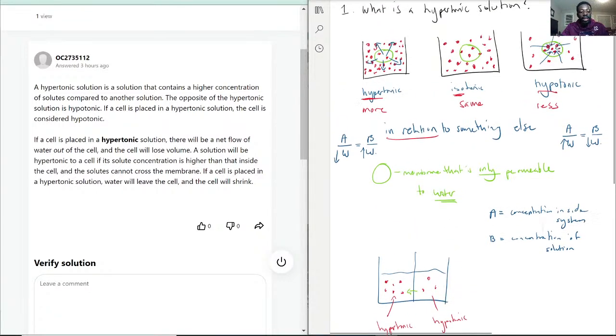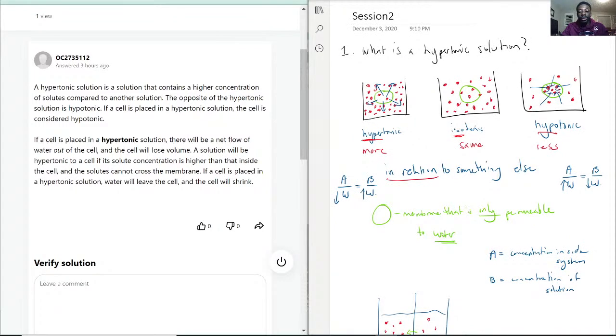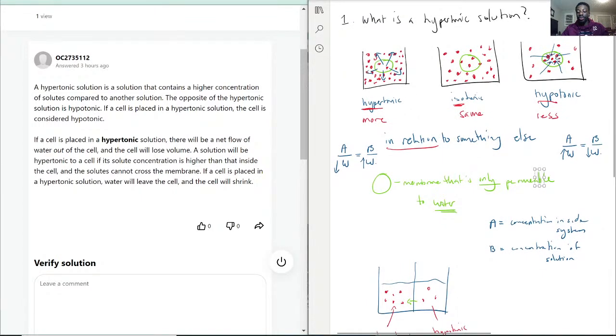If a cell is placed in a hypertonic solution, so that's what our ball is there, there'll be net flow of water out of the cell, and the cell will lose volume. Exactly. And a solution will be hypertonic to a cell if its solute concentration, which is here, is higher than the inside of the cell, and the solids cannot cross the membrane. Exactly. If a cell is placed in a hypertonic solution, water will leave the cell and the cell will shrink, which is all explained in these different diagrams. So if you want to take a quick look at that, as I say, this is correct.